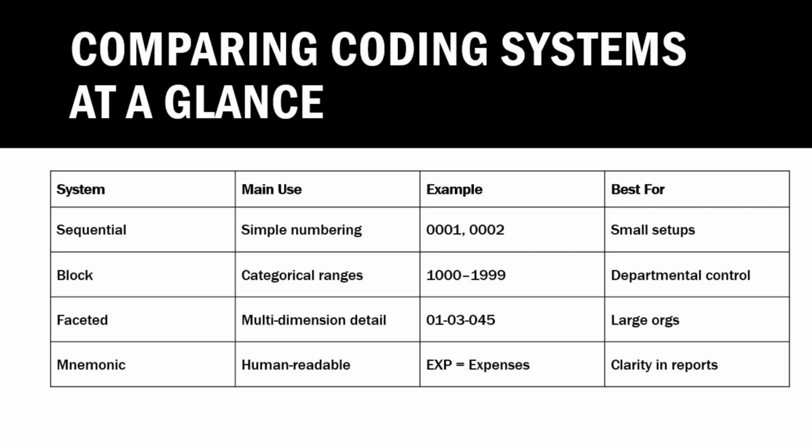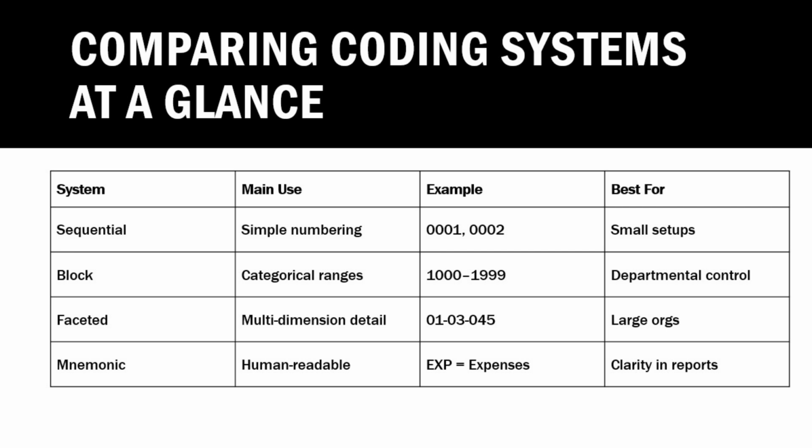This is great for departmental analysis. Facet codes. These are multi-part codes that include different pieces of information in one string. For example, 0103-045 might mean Region 01, Department 03, Expense Type 045. This is very powerful in large organizations because it lets you slice and drill into cost data in multiple ways.